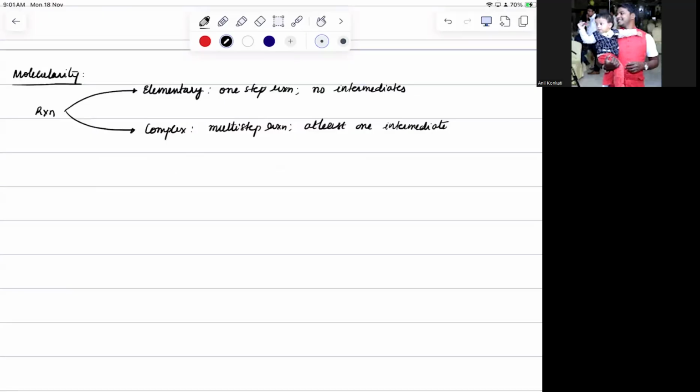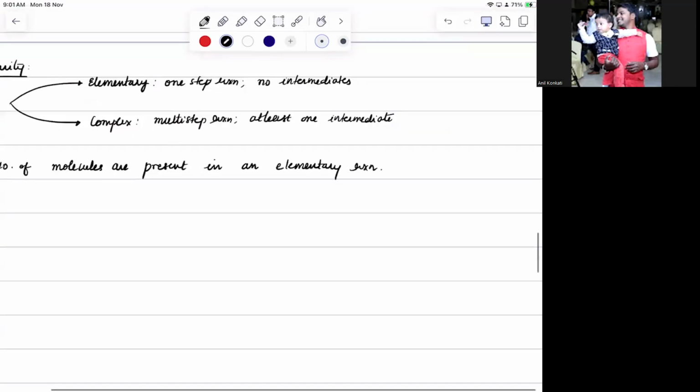Now, if you compare, molecularity is basically suggesting the number of molecules present in an elementary reaction. In an elementary reaction. All right.